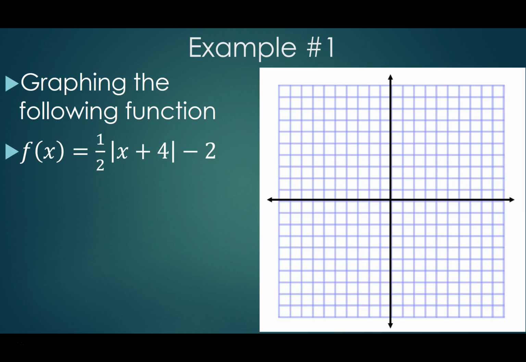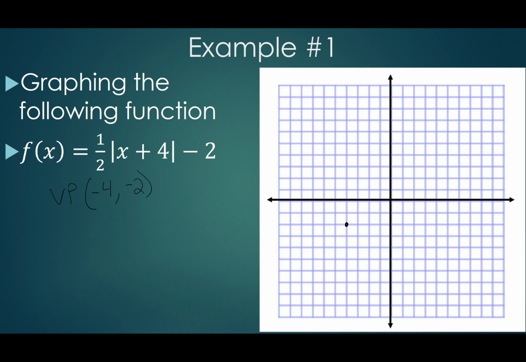So if we want to plot this absolute value function right here, we have f(x) = 1/2|x + 4| - 2. The x-coordinate of the vertex is always the opposite sign of what's inside the absolute value, whether it's positive or negative. Since it's plus 4, we use minus 4. Whereas the y-coordinate is always the same number, negative 2. So we plot that point first. We go to (-4, -2), and there's our vertex point.